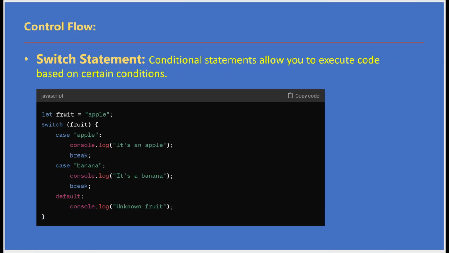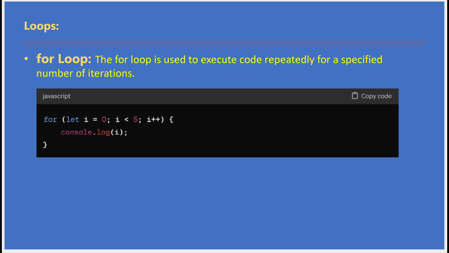Next up is the switch statement, which evaluates an expression and executes code based on matching cases. Think of it as a more streamlined multiple-choice version of the if-else statement. To illustrate, let's consider a variable fruit set to apple. A switch statement can be used to check the value of fruit and log a corresponding message to the console. Output. Now, let's dive into loops, starting with the for loop.